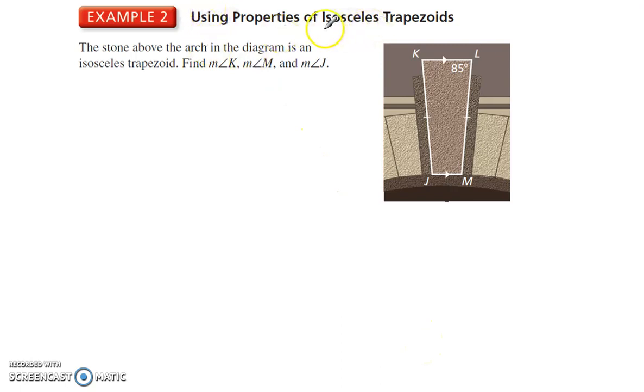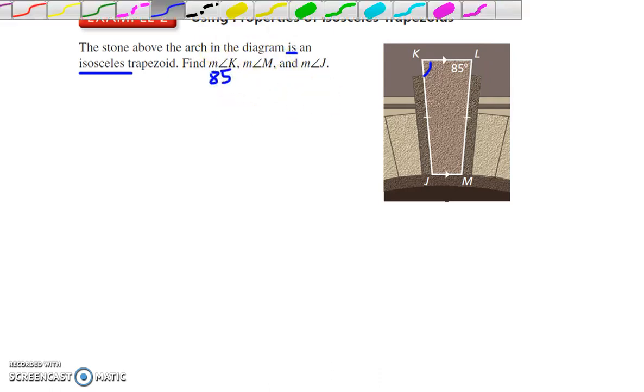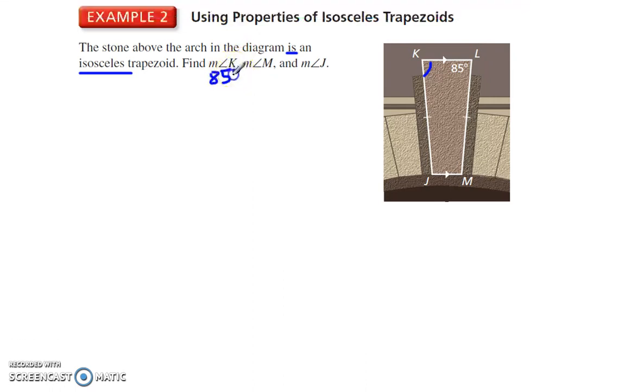Using properties of isosceles trapezoids, this stone right here above the arch in this diagram is isosceles. We know that it is isosceles, they tell us that. So now we want to find the measure of K. This measure right here is 85, because of the base angles theorem of isosceles trapezoids. So the measure of angle K is 85 degrees.